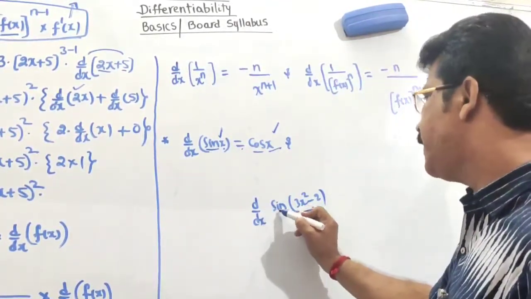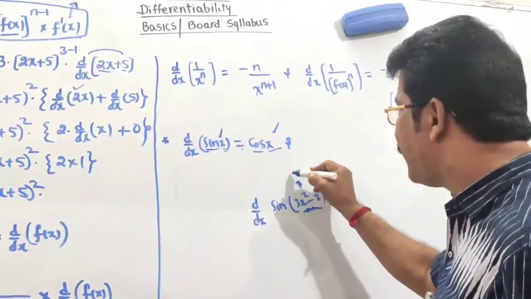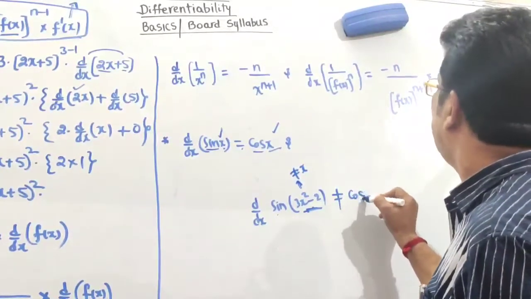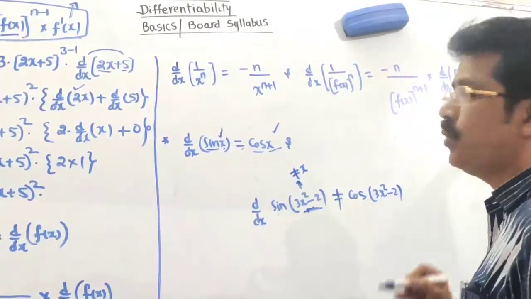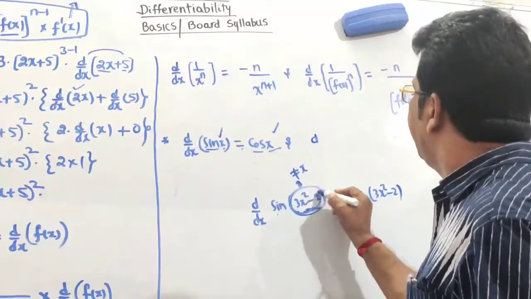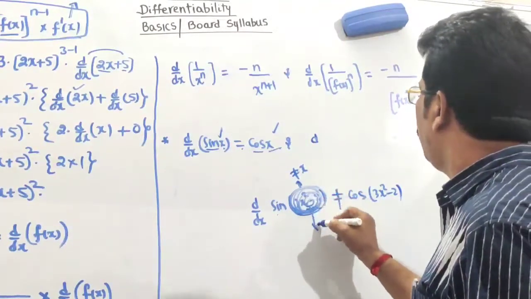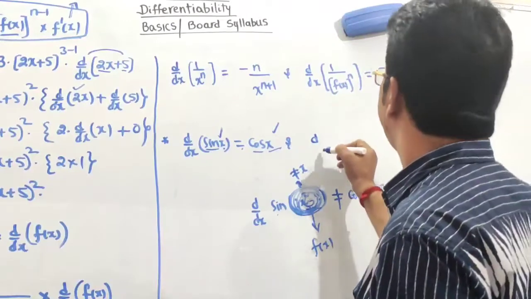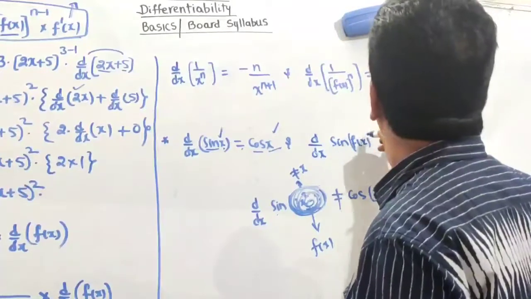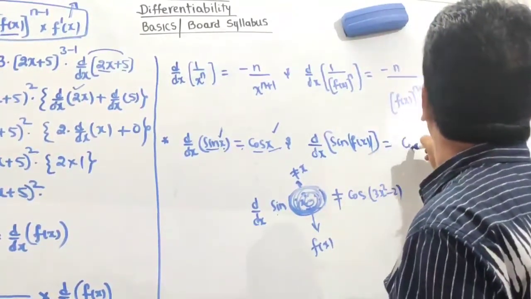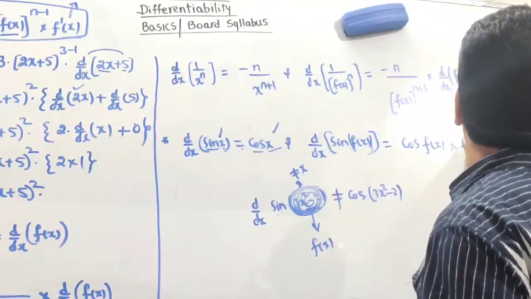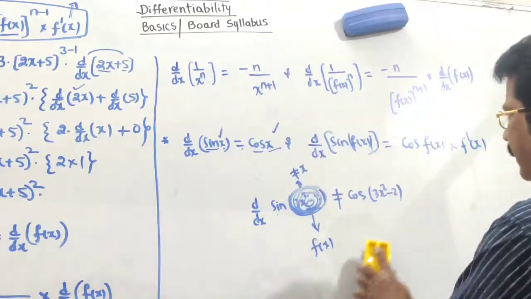Okay, d by dx of sin of, but it is not x, it is not at all equal to x. That's why don't write like that. Means write not equal to cos of 3x square minus 2 only. But what? Here it is not x, it is other than x. Therefore, let it be f of x. Then structure becomes d by dx of sine of f of x. It is our question. So, it is cos of f of x, just like that, into f dash of x. f dash of x means what? d by dx of f of x.